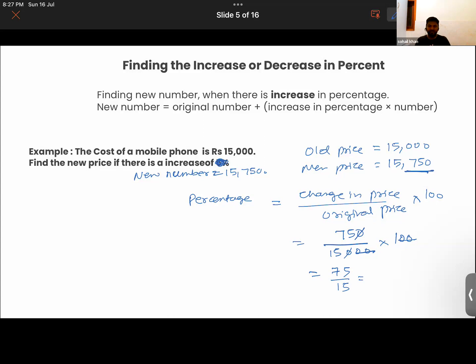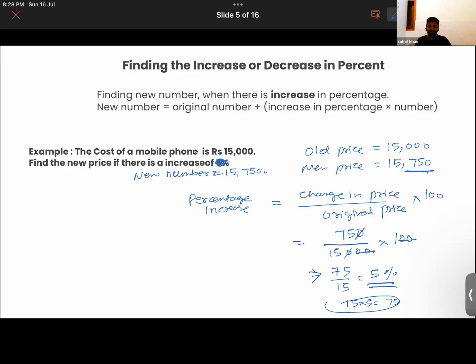So it will be 75 upon 15. Ahmed, you tell me. So 75 upon 15, sir, would be 25 upon 3. What are you guys saying? 15 multiplied by 5 gives you 75. So 75 upon 15 means 5, no? Yes, so it's 5%. So the percentage increase here is how much? 5%. The price of the product has increased by 5%. So sometimes when the old and the new price of the product are given, this is how you can calculate the percentage increase in the price of the product.